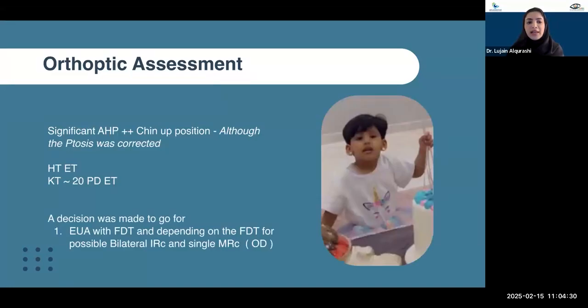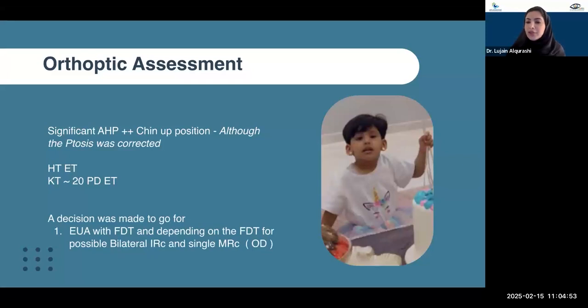She also had a significant abnormal head posture. This is a picture that the mother was kind enough to send me, where you can see she has a significant chin up position, although she had already corrected her ptosis. At that time, the orthoptic measurements by Krimsky showed 20 prism diopters of ET. She had no evident hypotropia, only the significant chin up.